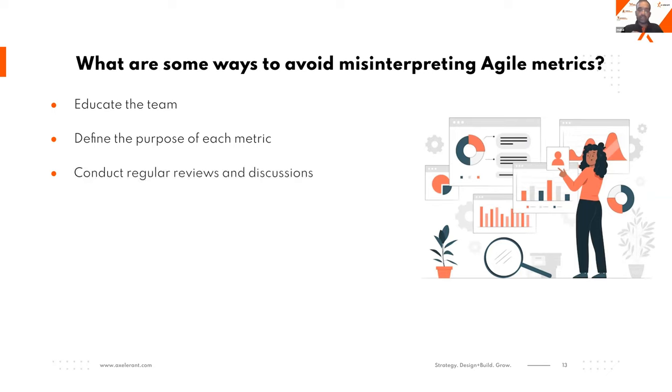You will get the chance in the retrospective meeting to talk about your metrics. You can say we have achieved less velocity and it means that. Conduct regular reviews and discussion over these. The contribution from the team will increase.